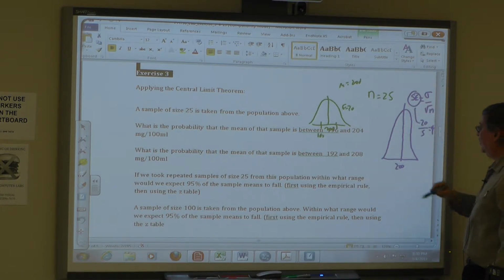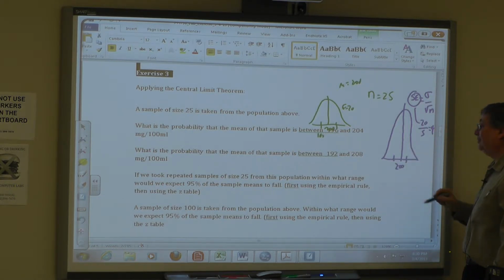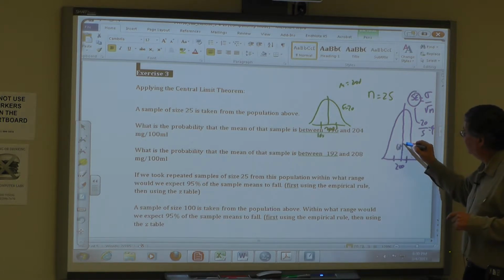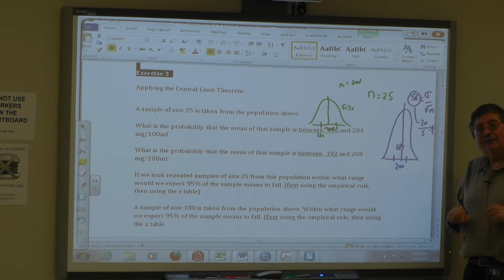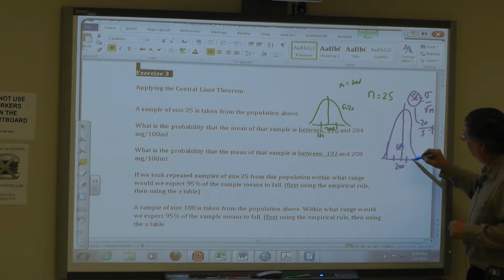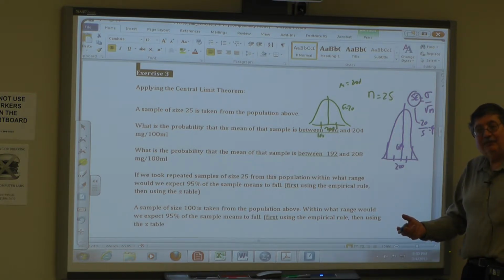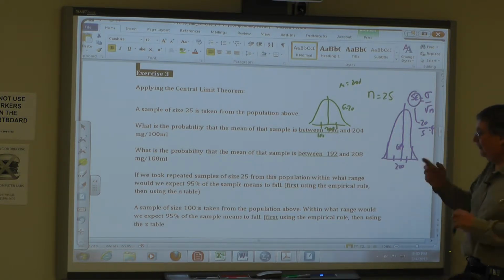So 196 and 204 is how many standard errors away from 200? 1. So 68% of those samples will come up between those two numbers if we take enough samples. And 192 and 208, that's 2 standard errors. 95% of the samples are going to come up between those two. Okay, so I'm going to move on a little bit.